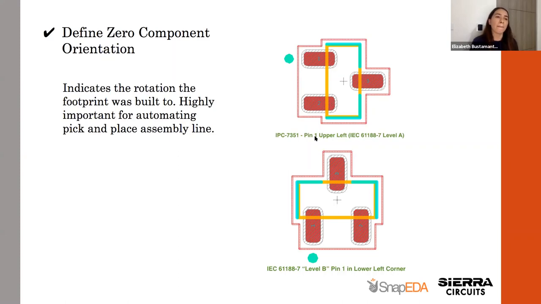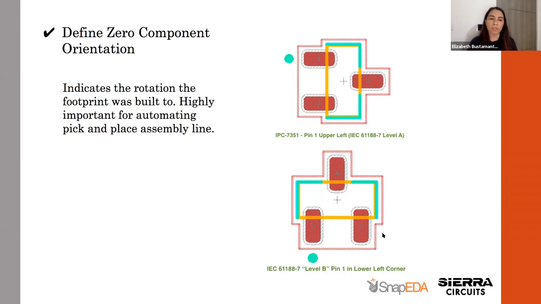And then what happened was that IEC released a new zero component orientation, and that was named level B. What they pretty much said is to do the same thing, but with pin one being on the lower left corner. So the most important thing here is do not mix the standards or the levels. Try to stick to one standard and one level for one design. If you're going to follow level A, just make sure that all your components have the same zero orientation.